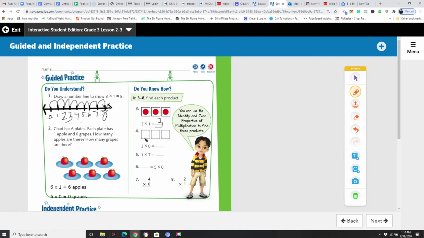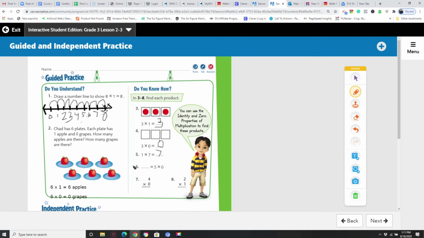Number 4, here's my groups. I have 3 groups again, but I don't have anything in these groups. So 3 times 0, I get 0, and that's my 0 property of multiplication. Number 5, 1 times 7 is 7.